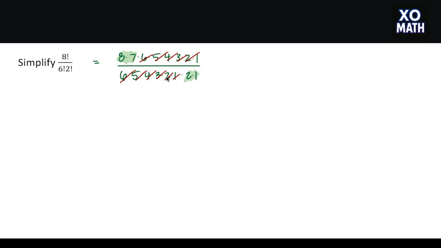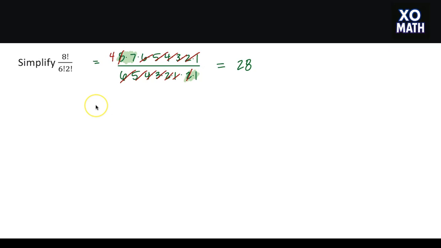And so we can actually simplify a little further. So we can say 2 divides into 8 4 times. So we end up with just 4 times 7 in the numerator and a 1 in the denominator. So 4 times 7 is 28. So my overall answer here is 28.